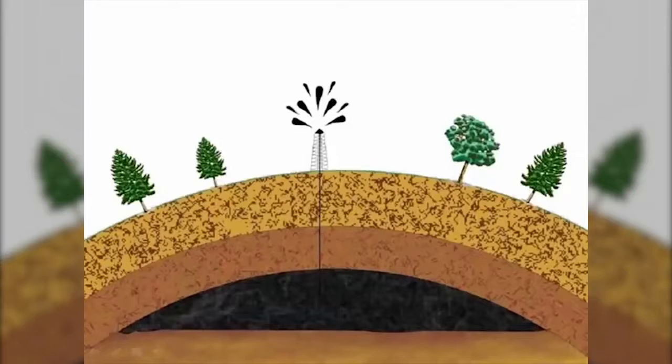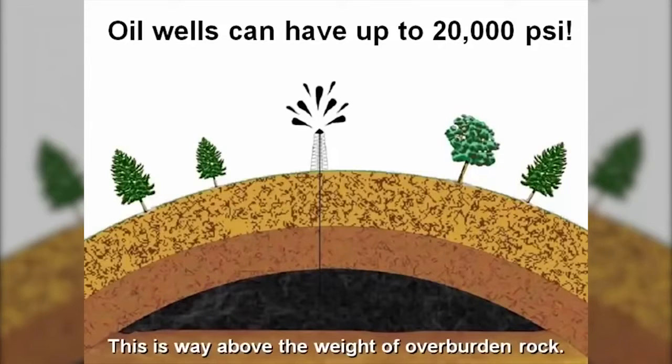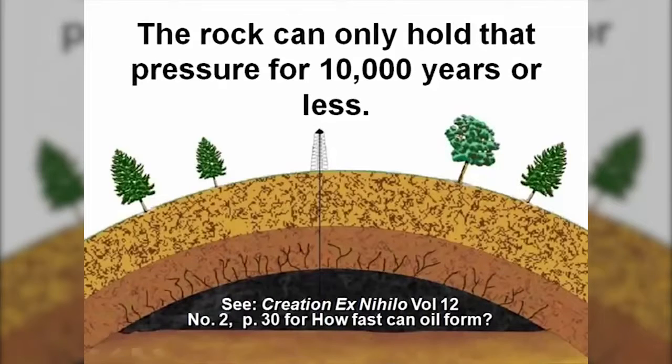Sometimes when they drill into the ground, they hit oil. And these oil wells can have up to 20,000 pounds per square inch of pressure. That is a lot of pressure. 20,000 psi. The people that have studied this have concluded that the rock can only hold that pressure for about 10,000 years or less. They say it should have cracked the rock and leaked off in less than 10,000 years. So now I have two questions. Where did the oil come from, and why is it still under pressure?